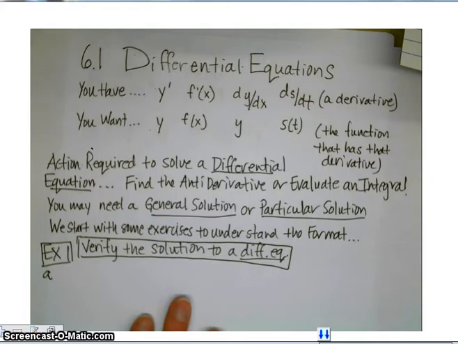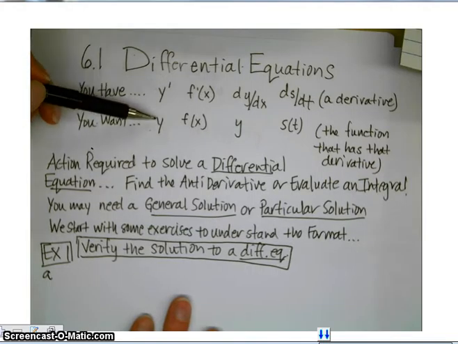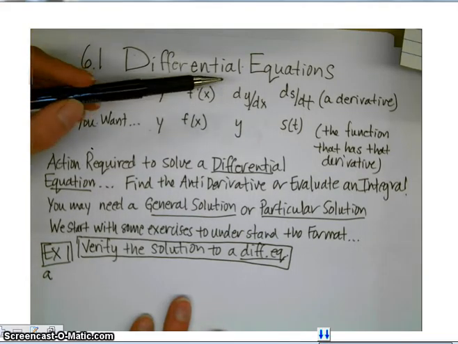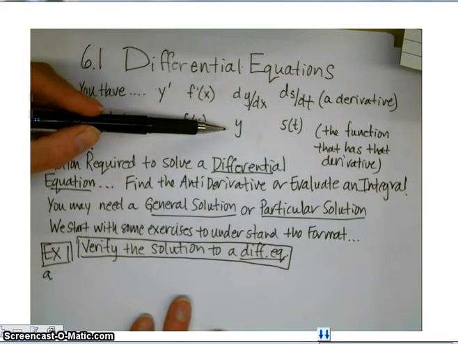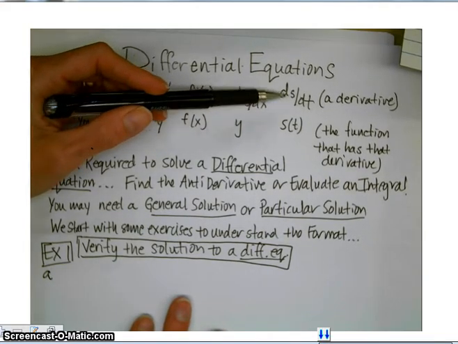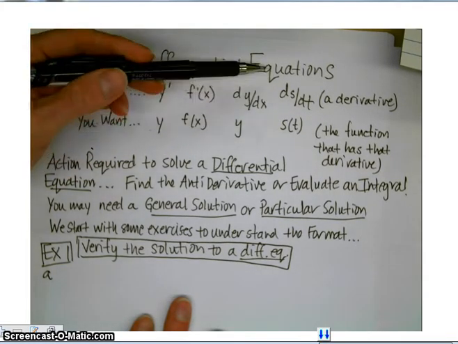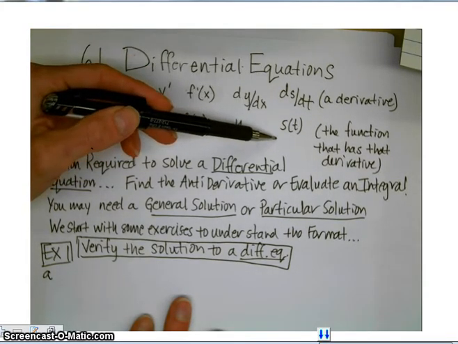So you're given a derivative and when it says solve a differential equation, you want to find y. So if you have y prime, you're looking for y. If you have f prime of x, you're looking for f of x. If you have dy over dx, you're looking for y. If you have ds over dt, you're looking for s of t. In other words, you're given a derivative and you're asked to find the function that has that derivative.